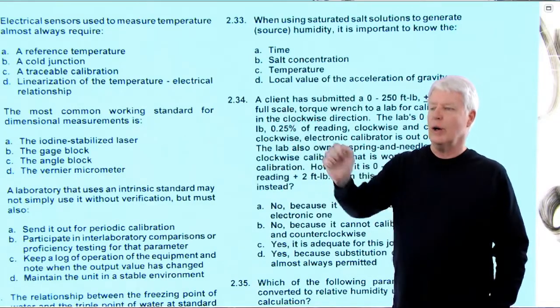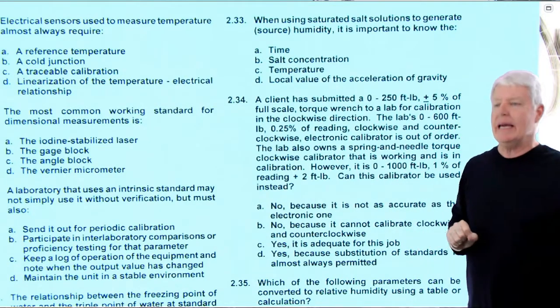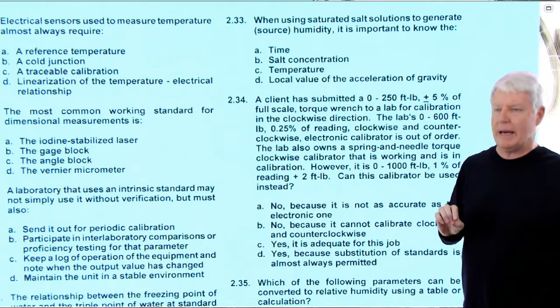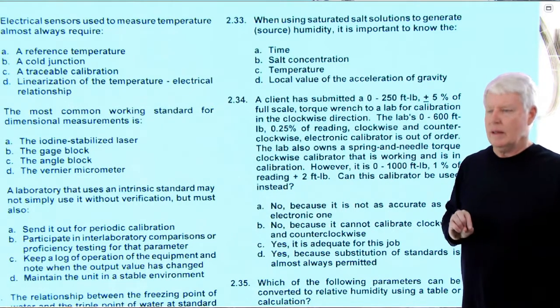All right, 234. A client has submitted a 0 to 250 foot-pound plus or minus 5% of full-scale torque wrench to a lab for calibration in the clockwise direction. That's the way it is.